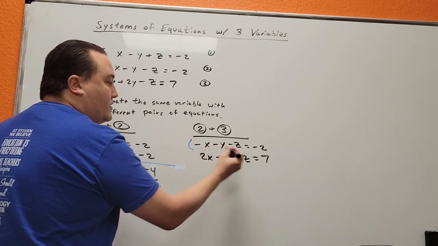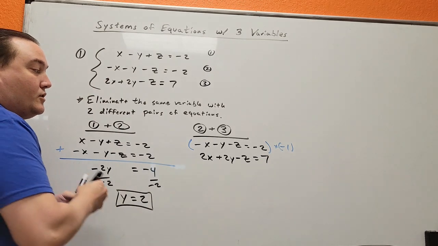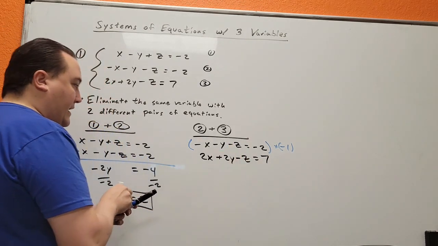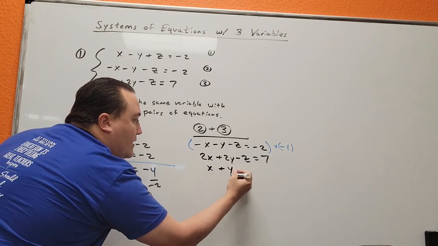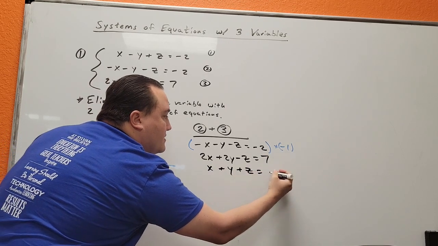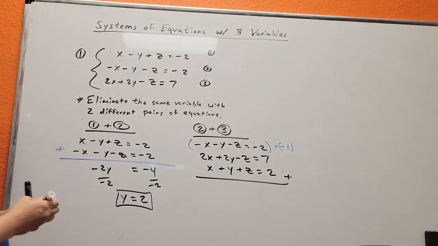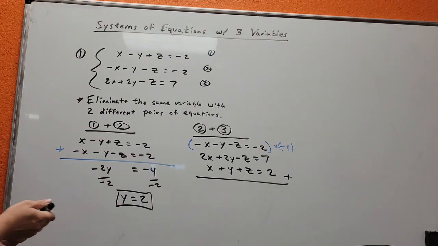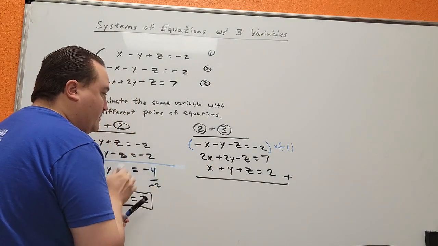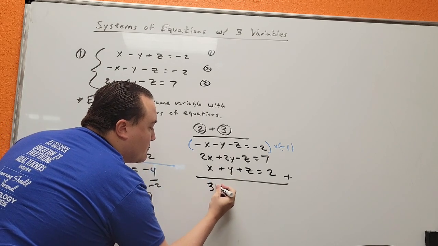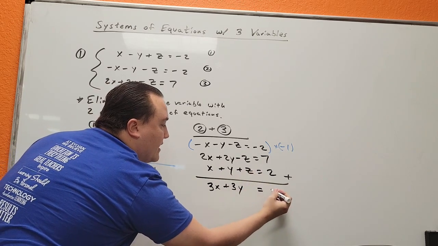So I'm going to take this first one, and I'm going to multiply it by negative 1. And that will do it, because we'll have negative z and positive z, then we can add them together and cancel them out. So that'll be a positive x plus y plus z equals positive 2. Then we can add those two up. So that's 3x plus 3y. Those z's are gone. Equals 9.